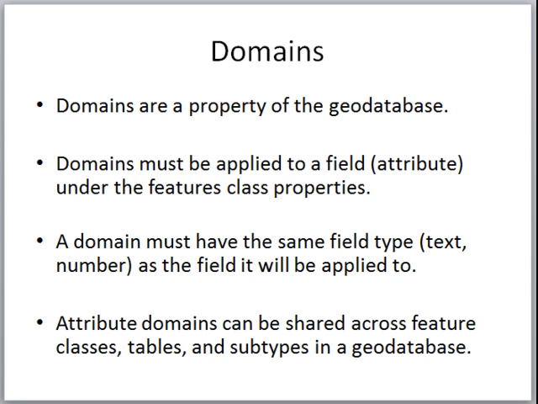Because a domain is a property of the geodatabase, it could be applied to many different feature classes. So the condition example, good, fair, and poor. What if you're also inventorying buildings and you want to put in whether a building is good, fair, or poor? You've got a buildings feature class and a sidewalks feature class, both in the same geodatabase. You can use that conditions domain across multiple feature classes.